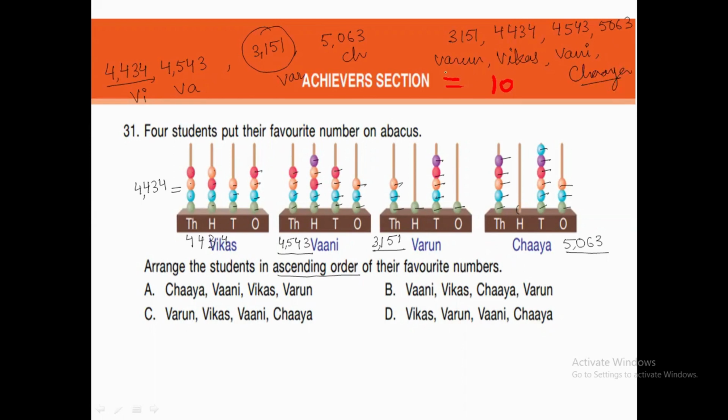Okay, so our ascending order will be Varun, Vikas, Vani, Chaya. So which is our correct option? Varun, Vikas, Vani, Chaya, which is option number C. So that's why option number C will be our correct answer.